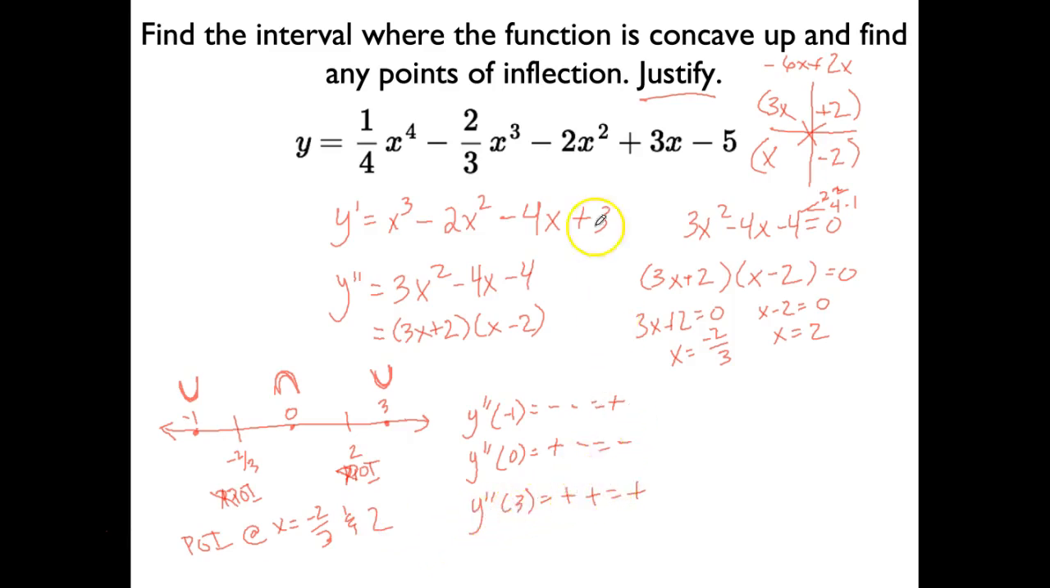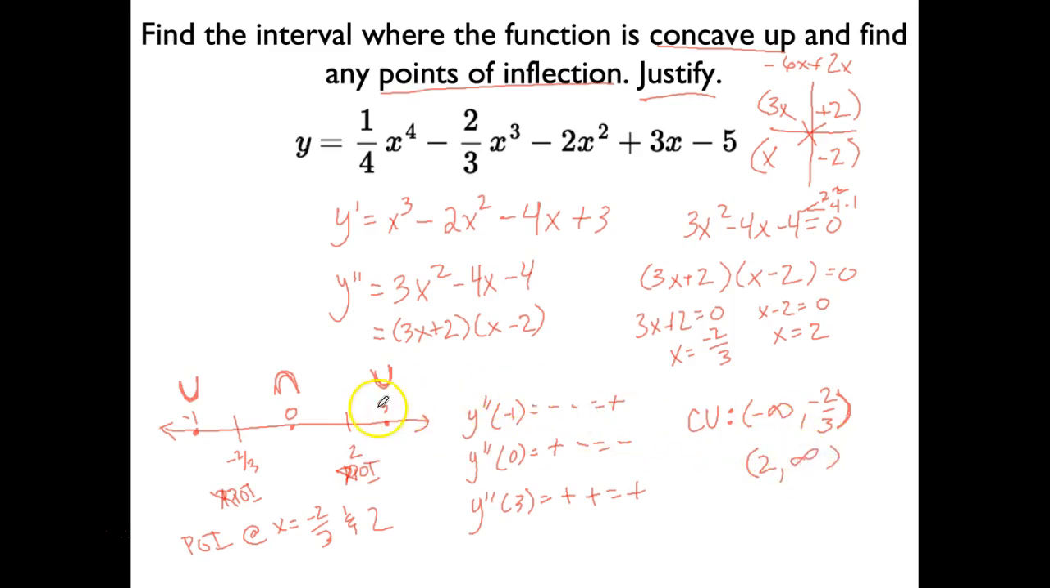Okay, now it also asks not only where there are points of inflection, but where is it concave up? Let's tell it where it's concave up. It's going to be intervals. From negative infinity all the way to negative 2 over 3. Now here's something to remember. We've been using brackets on everything. With concavity, you use parentheses. So it's from negative infinity to negative 2 over 3, and also from 2 all the way to infinity.